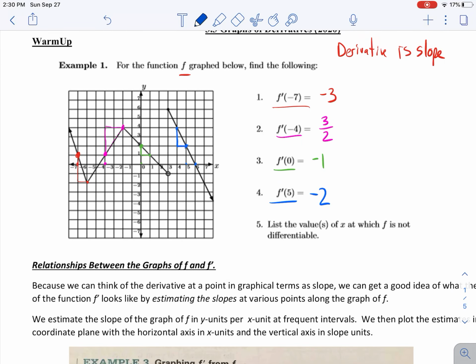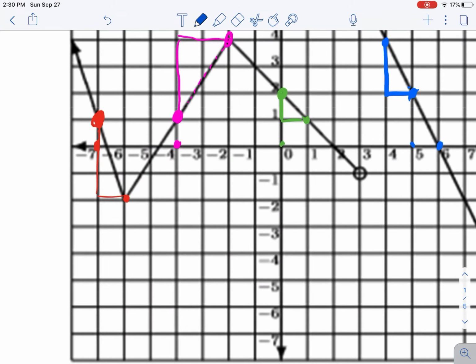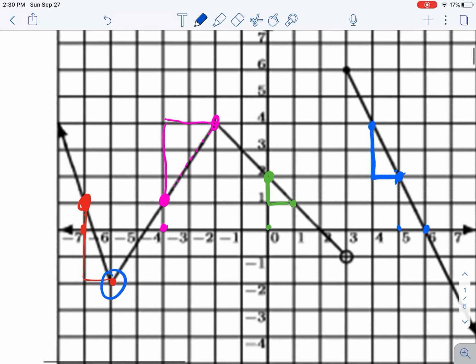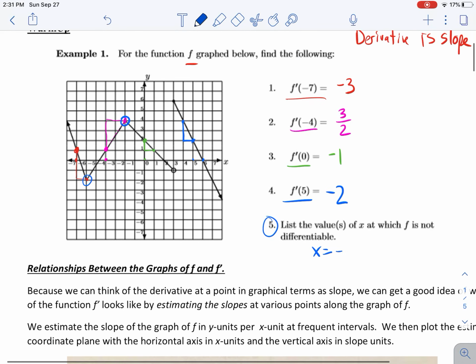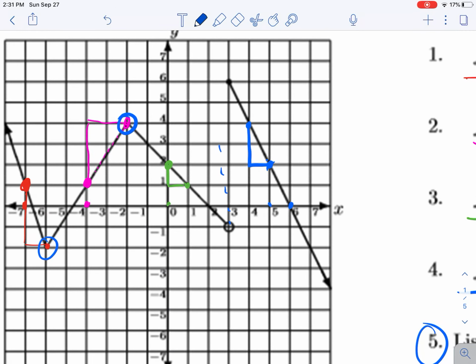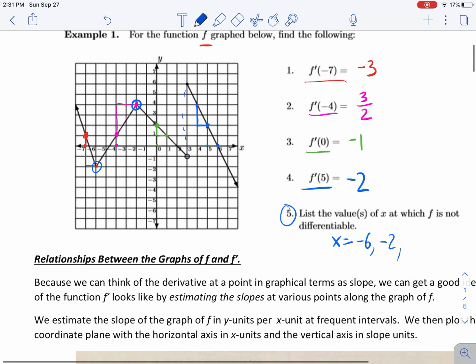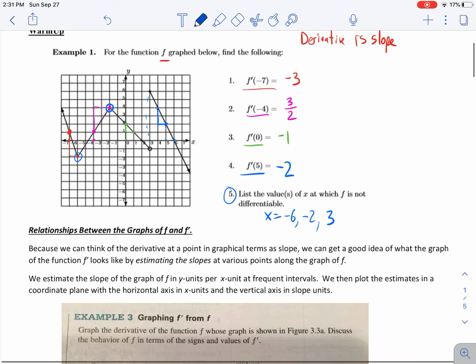Okay. Number 5, we're going to talk about next lesson. List of values where f is not differentiable. That means the derivative would not exist. I'm going to tell you right now, derivative doesn't exist at sharp corners or discontinuities. So it would be x equals, see, there's a sharp corner here, really sharp corner here, and here. That would be at negative 6 and negative 2. X equals negative 6, negative 2. And then there's a discontinuity, of course. There's a huge jump at x equals 3. But again, don't worry about that. We'll talk about that next lesson, in the middle of the week.